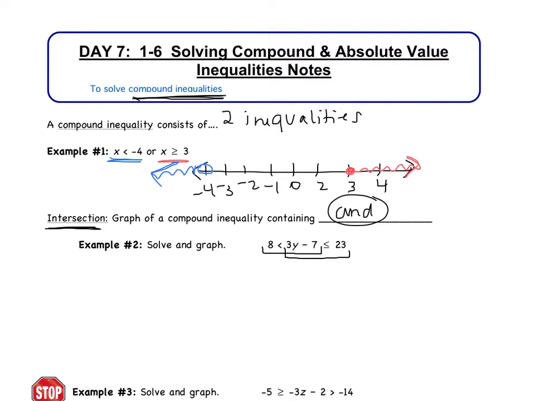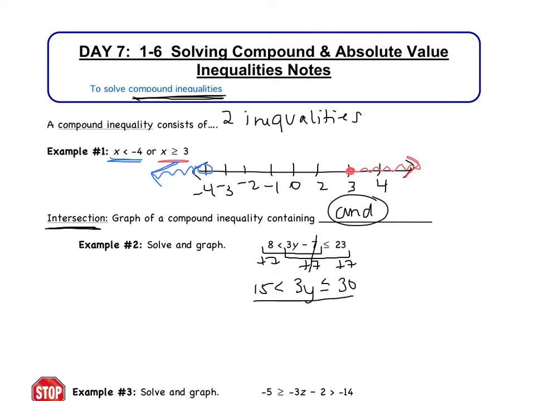So we're going to solve both of these inequalities at the same time. It's kind of like having 3y minus 7 less than or equal to 23, and 3y minus 7 is greater than 8. I want to get rid of that -7, so I need to add 7 to both inequalities. So those 7 become 0. I have 3y is less than or equal to... 8 adds 7 is 15, and then 23 adds 7 is 30.